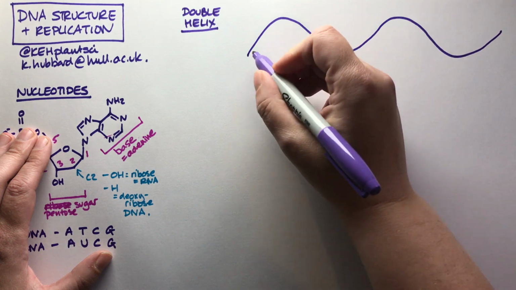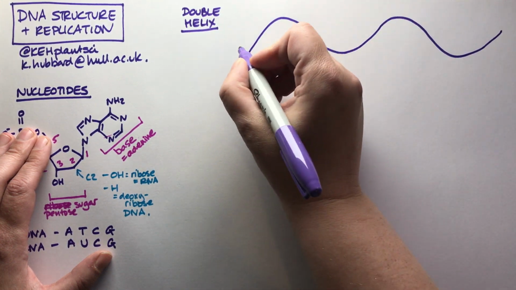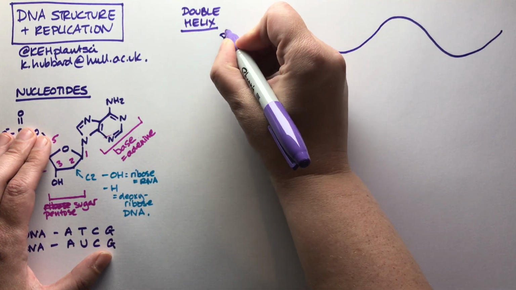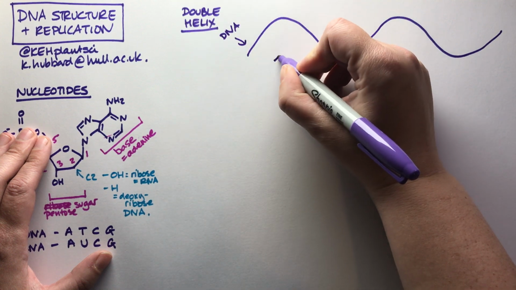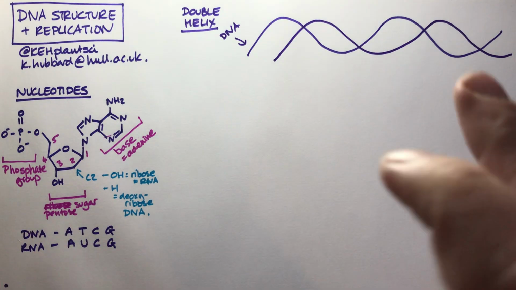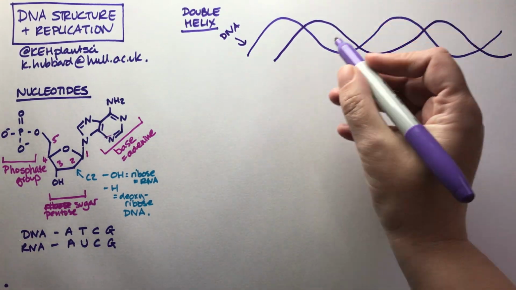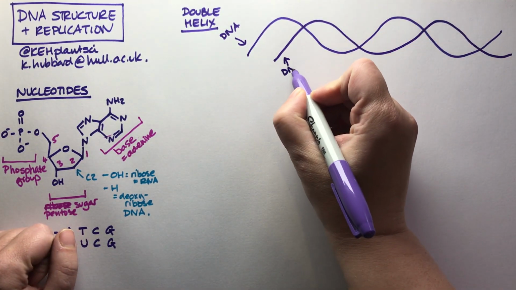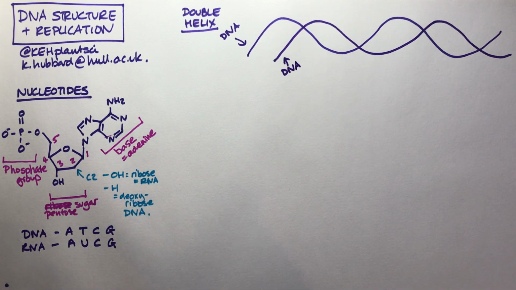But we need a second helix, so that's 1 molecule of DNA. So that's a DNA molecule, but we have a second DNA molecule coming in to form a double helix, so they coil around each other. So there are 2 different DNA molecules that make up the double helix. Okay.